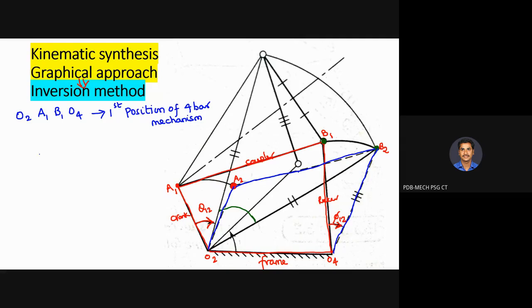Now, the next step. O2, A1, what is that? The crank. The crank is rotated through some angle, theta 1, 2, from position 1 to position 2 in the clockwise direction. In the second step, the entire 4-bar mechanism reaches a new position, that is O2, A2, B2, O4. So it is the second position or final position of the 4-bar mechanism. This is what I have done.